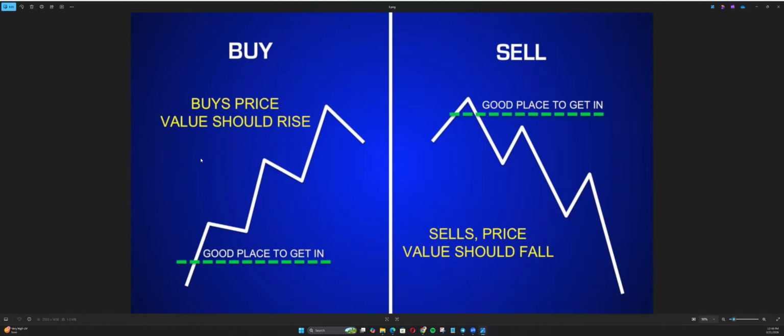For a buy, this is what a buy looks like. If you buy, the price values of that price should rise. So it's a good place to buy. You buy low and you sell high. A sell looks like this, where price keeps going down. So for sales, price values should fall. So you sell a product when the price is high and you buy a product when the price is low. You buy from a low point and you sell from a high point. Okay, that's what it looks like.